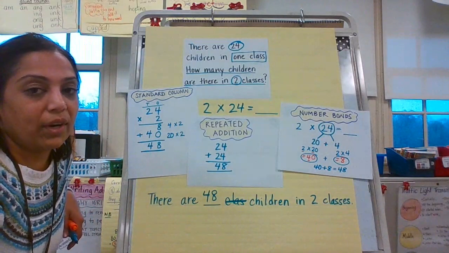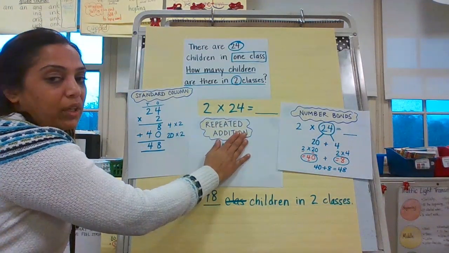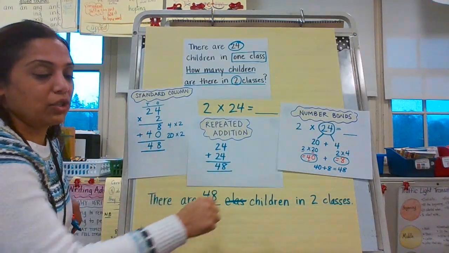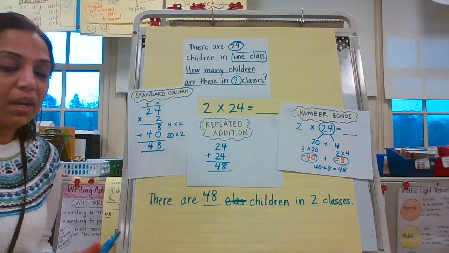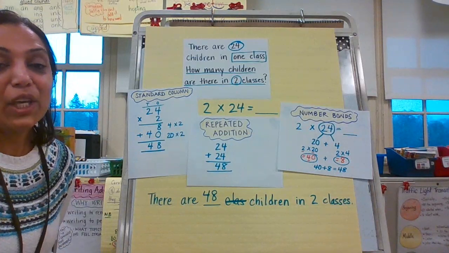Now, here's the thing. As we move on in third grade, we're going to slowly move away from this and really practice number bonds and standard column. In our next chapter, we're going to really focus on number bonds and standard column. So if you have a chance over the break, it would be wonderful if you could practice that.